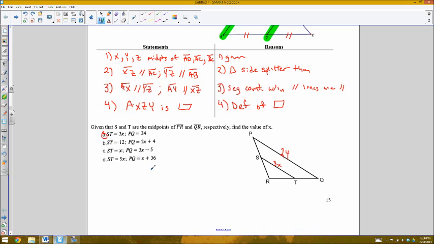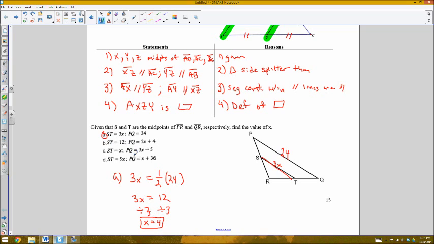This is question A. Well, the triangle side splitter theorem tells me that a segment which connects the midpoints of two sides of a triangle has a length equal to 1/2 that of the third side. So I can set up an equation using that theorem. The length of ST has to equal 1/2 the length of the third side of this triangle, which is 24. Therefore, 3x is equal to 12. And when I divide both sides by 3, I end up with x is equal to 4.